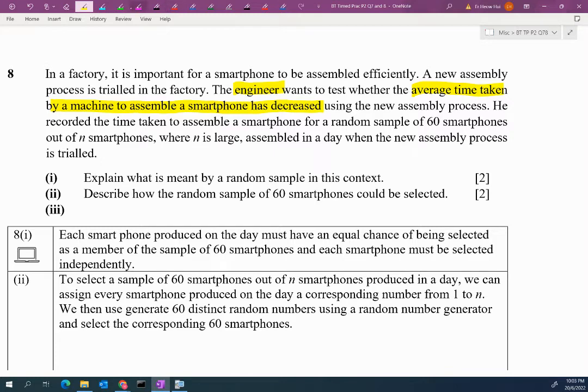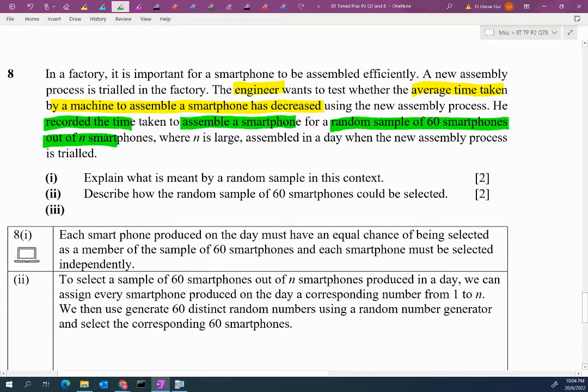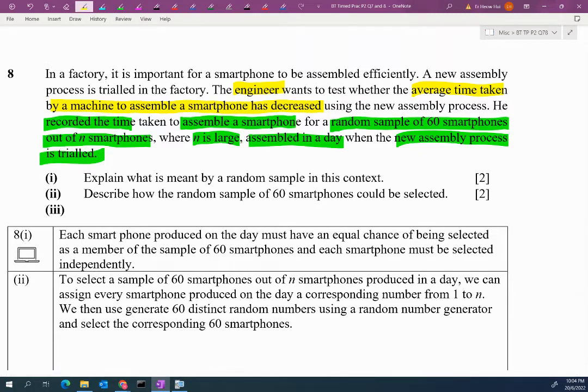Okay, so what does he do? He actually recorded the time taken to assemble a smartphone for a random sample of 60 smartphones out of n smartphones, where n is large, assembled in a day when a new assembly process is trialed. Okay, so now first thing first, we need to explain what is meant by a random sample in the context of the question. Okay, so always remember in statistics questions, it's important to answer in context.